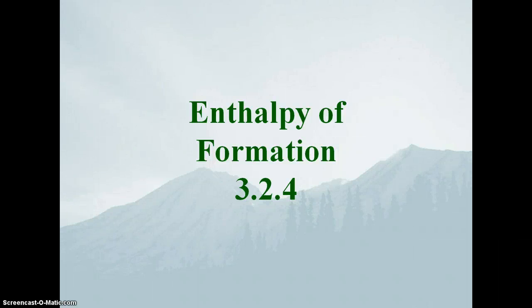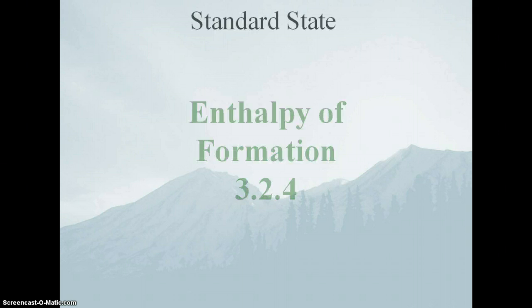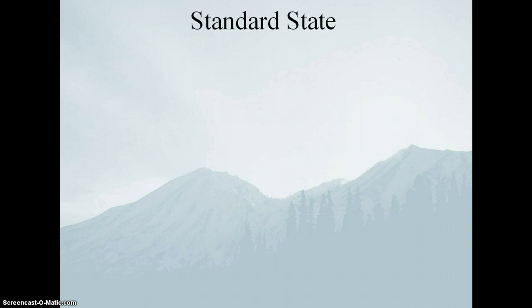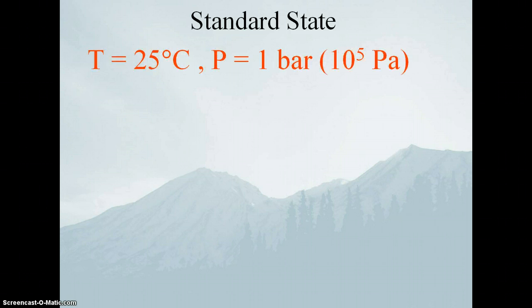So here we're going to talk about another aspect of thermodynamics, and that is what is known as the enthalpy of formation. Now we know that we have a set of thermodynamic conditions which we need to define for our laboratory conditions. When we're doing experiments, the delta H varies slightly with temperature and ambient pressure.